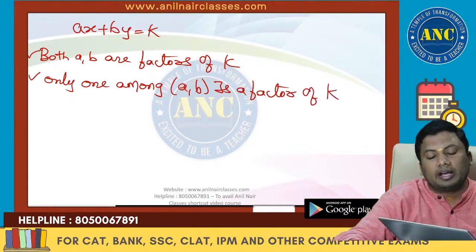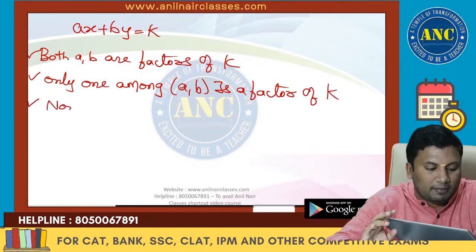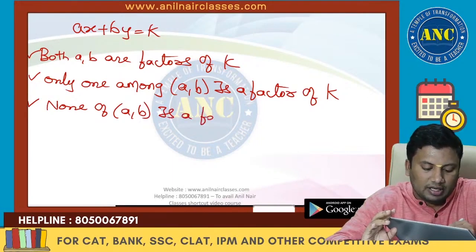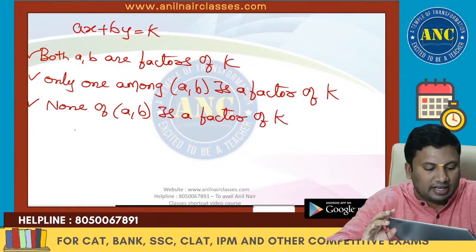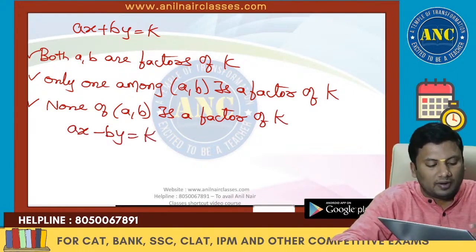Only one among a, b is a factor of the right hand side. None of a, b is a factor of the right hand side. And then plus c is replaced by minus: ax minus by equivalent to k.